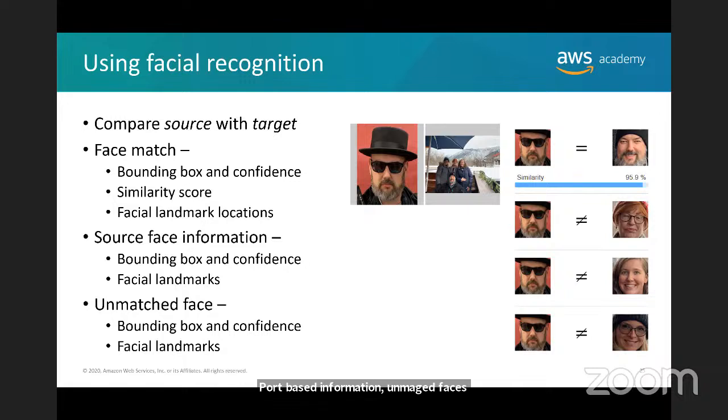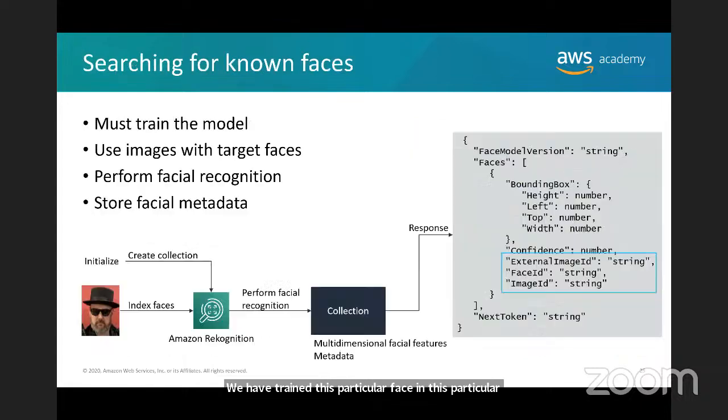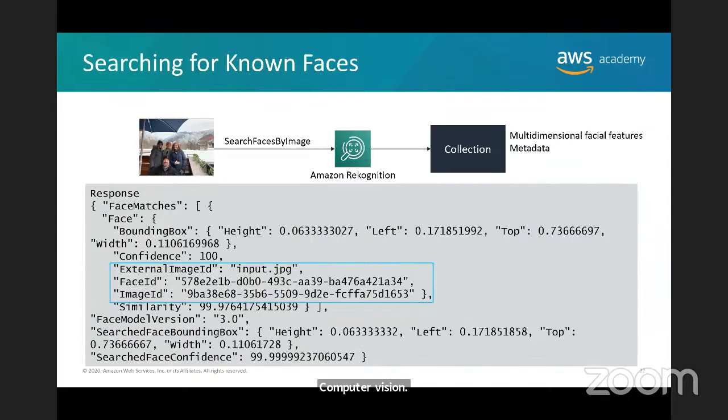faces, right? So if we have trained this particular face in this particular model, then Amazon Rekognition can recognize it in a group image and collect it and give the image back to the source, right? You must train the model, use the image with the target face, perform the facial recognition and store the facial metadata. So again, Amazon Rekognition plays a very important role. This is one of the tools of AWS for computer vision.